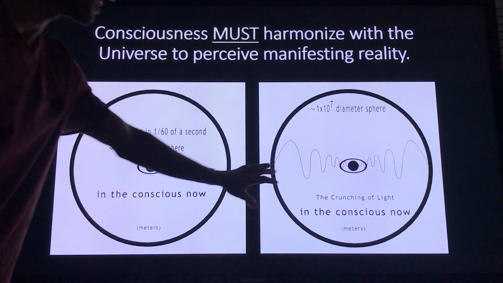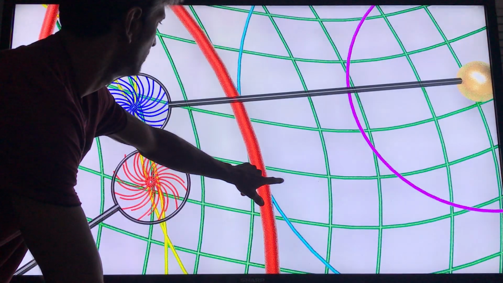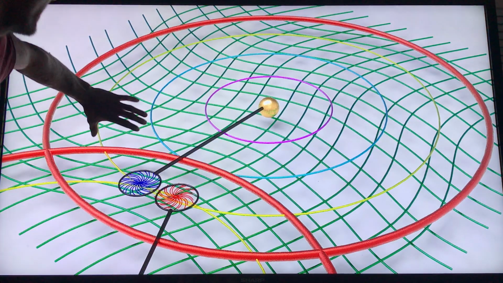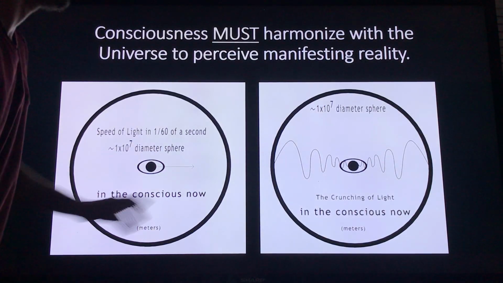And so this represents the crunching of light in your conscious now. So you can see as you're orbiting through, light is crunching. So this is the crunching of light in your conscious now.